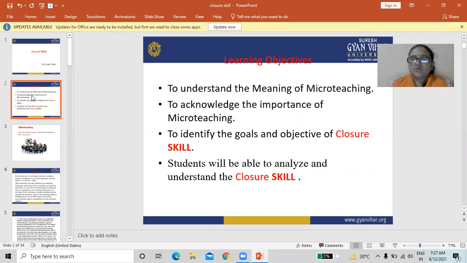Learning objective of our today lecture: to understand the meaning of micro teaching, to acknowledge the importance of micro teaching, to identify the goal and objective of closure scale. The student will be able to analyze and understand the closure scale.